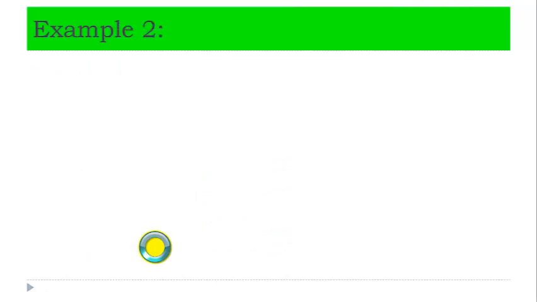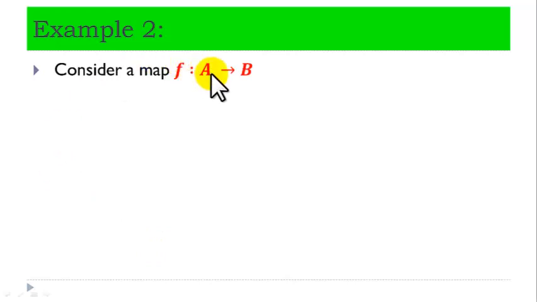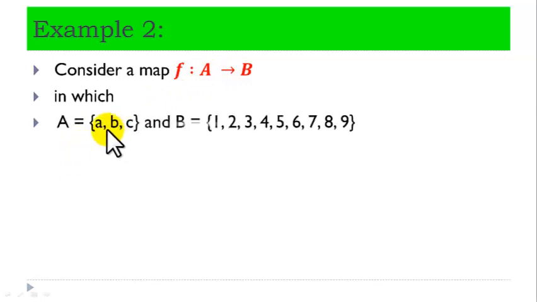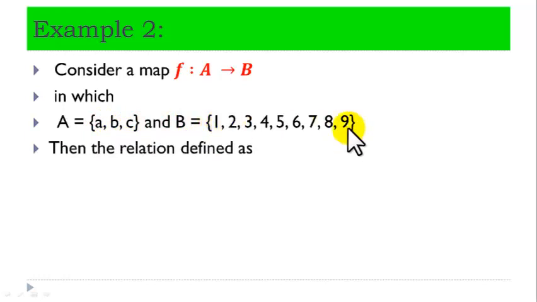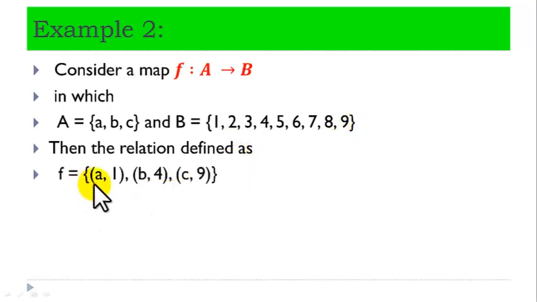Example 2. Consider a map f from A to B in which A is the set of elements a, b, c and B is a set of elements 1, 2 to 9. Then the relation defined as follows: f equal to the set of pairs (a,1), (b,4), (c,9). This relation is a function from A into B.